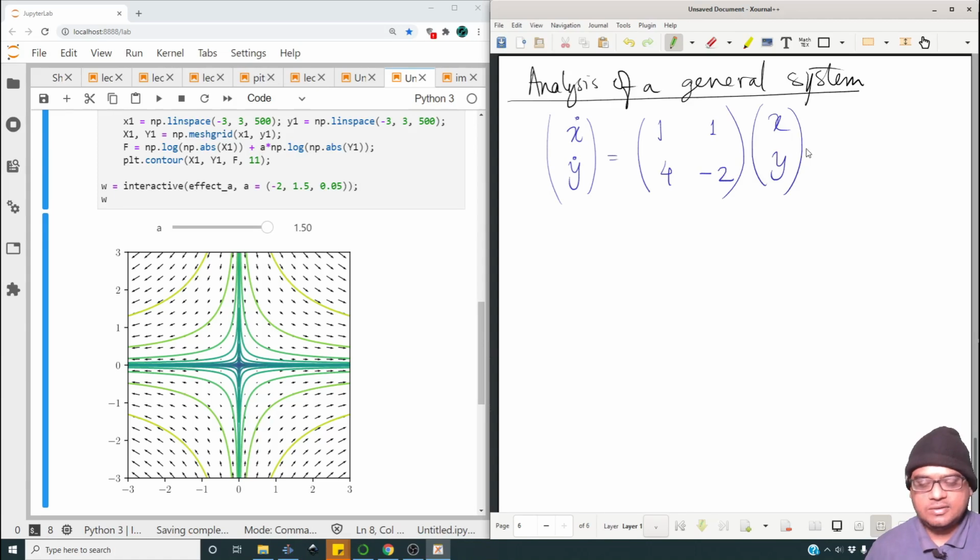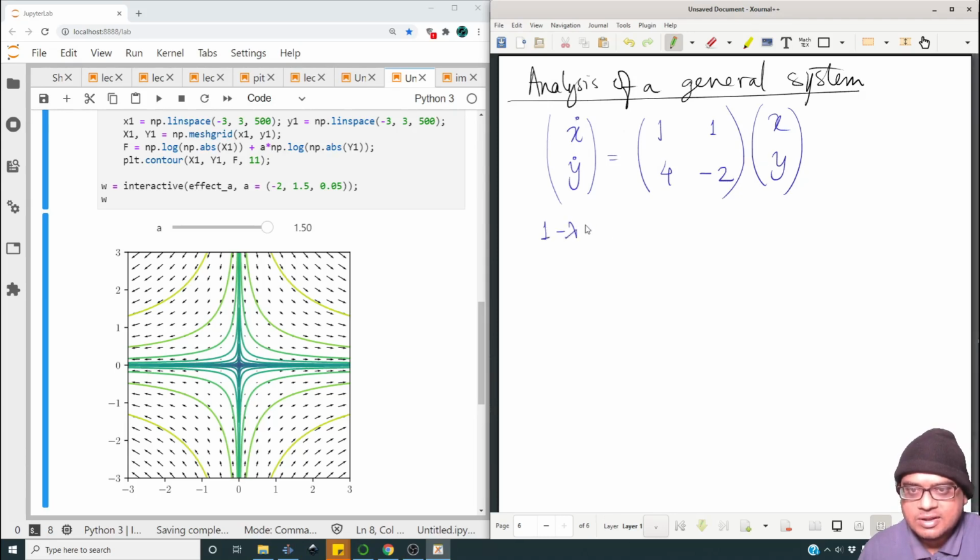Let this be a linear system. So now we want to solve this. We would be looking for the eigenvalues of this system. So let us actually look into what the eigenvalues of this matrix are.